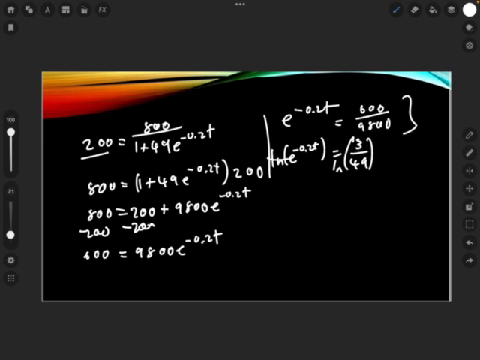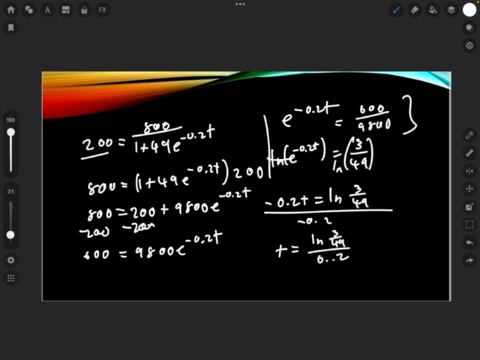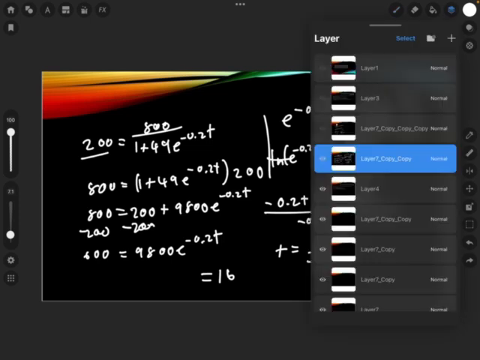And this just cancels out e. So we're just left with negative 0.2t equals the natural log of 3 over 49. And to solve for t, we just need to divide both sides by negative 0.2. So t is equal to the natural log of 3 over 49 over negative 0.2. Now, when you approximate this, you get 16 again, so that's 16 days until 200 people are infected.